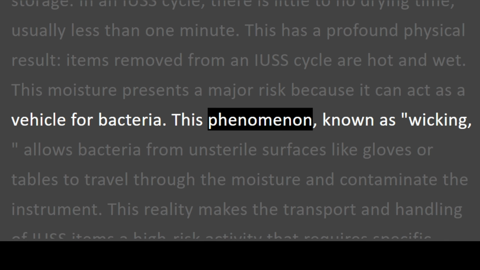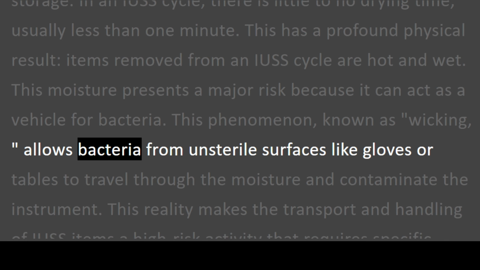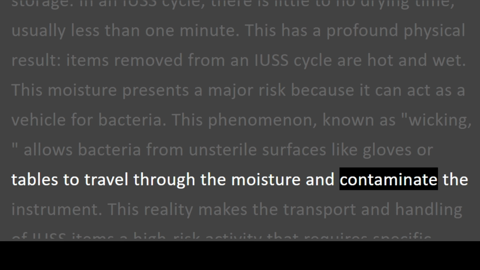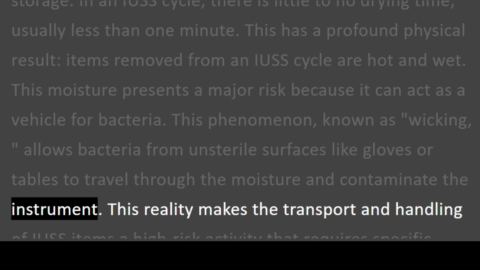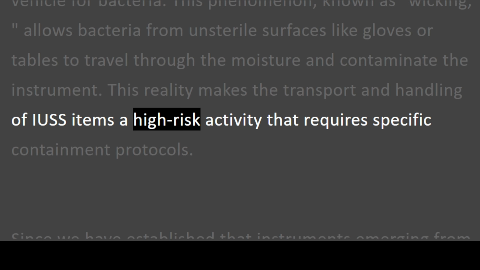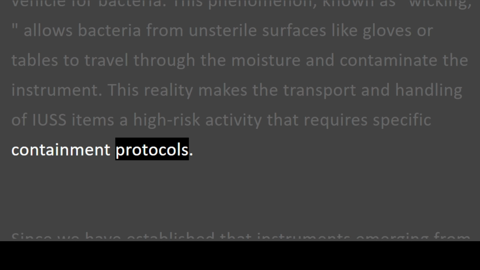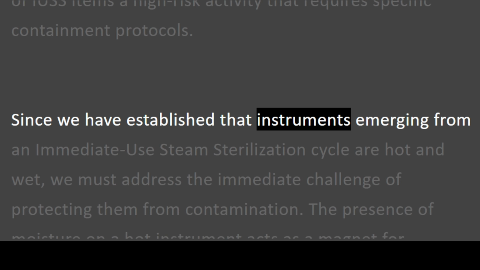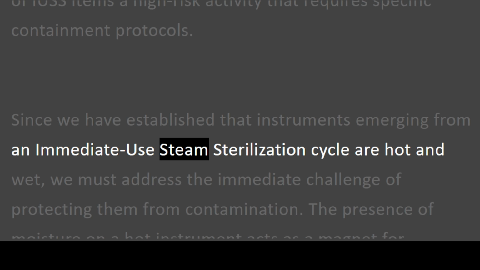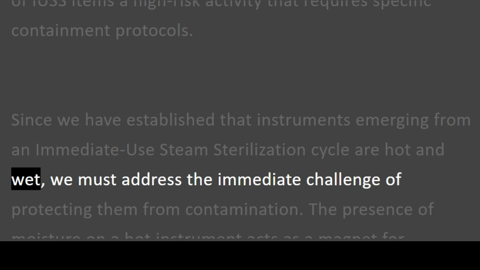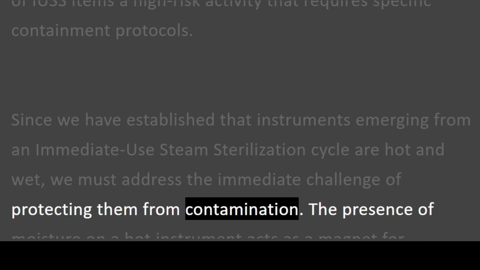This phenomenon, known as wicking, allows bacteria from unsterile surfaces like gloves or tables to travel through the moisture and contaminate the instrument. This reality makes the transport and handling of IUSS items a high-risk activity that requires specific containment protocols. Since we have established that instruments emerging from an immediate-use steam sterilization cycle are hot and wet, we must address the immediate challenge of protecting them from contamination.